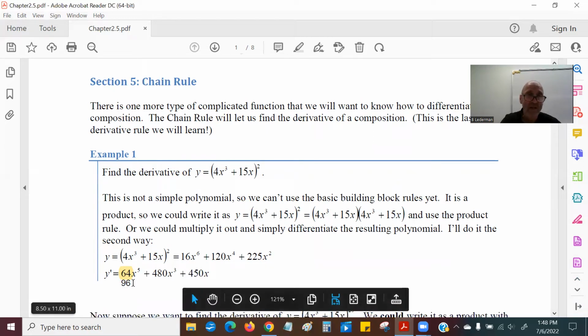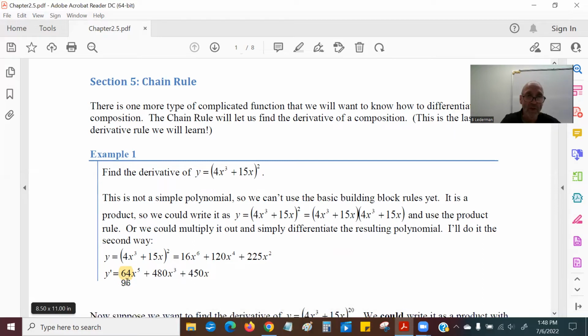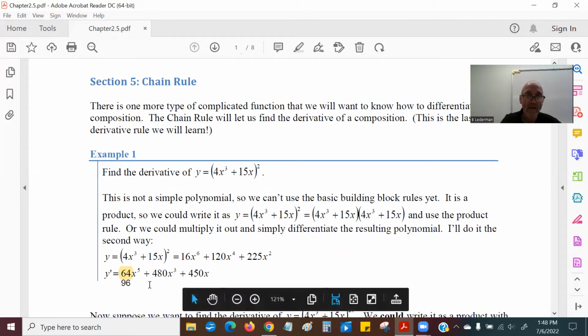But I want to point out the textbook has a typo. The textbook wrote 64, but I just corrected it by putting in a 96. That's really what it should be. Just pointing that out. But the rest of it is correct. 480x to the third, because 4 times 120 is 480, and the x to the fourth becomes an x to the third. 2 times 225 becomes 450 times plain x, and that's it.